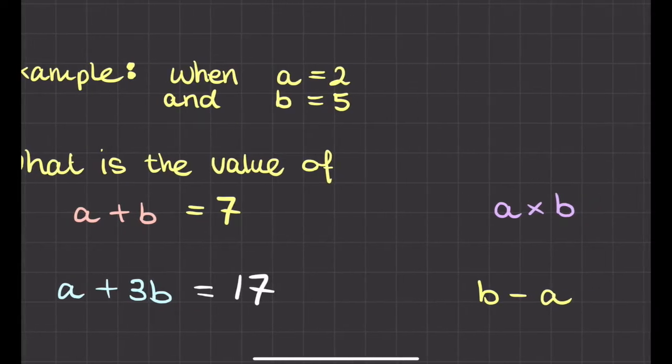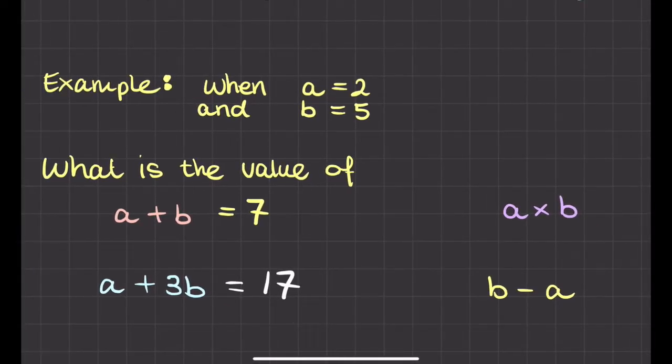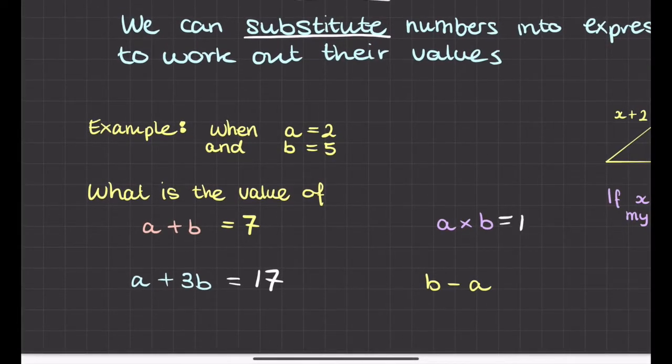Let's have a go at another one. So over here on the right, we've got a times b. So if I know what a is, 2, and I'm timesing it by b, and I know what b is, b is 5. 2 times 5 is 10. That equals 10. And then for the last one here, I've got b take away a. Well, if I know what b is, 5, and I'm taking away a, I know that a is 2. So 5 take away 2 is 3. So actually what I'm doing here is I'm making substitutions. I'm swapping those letters for the numbers that I know that they are worth.